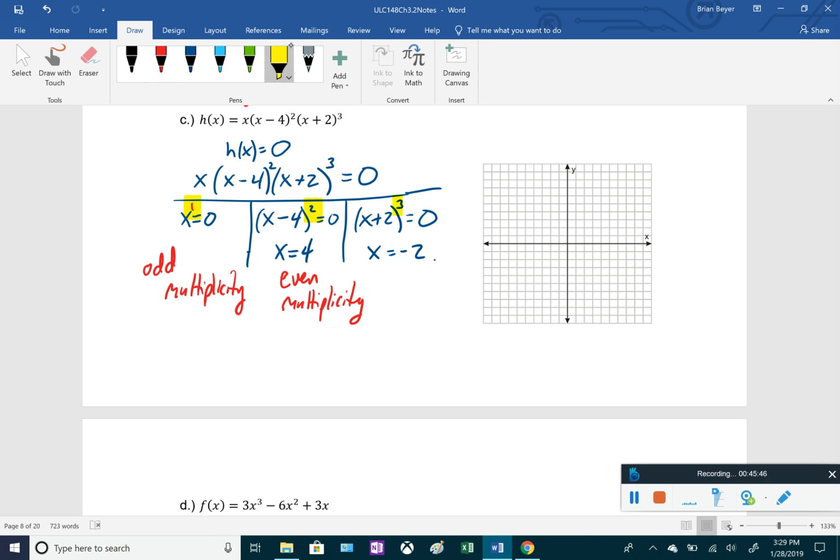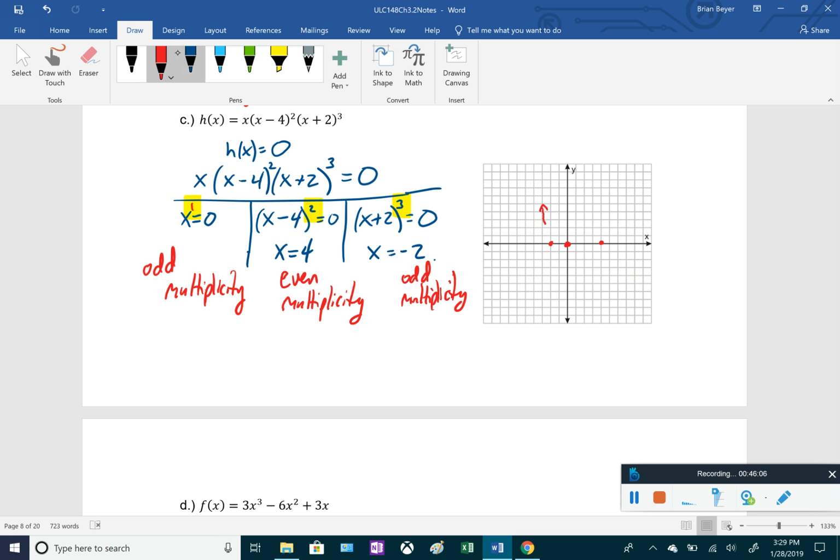And for x equals negative 2, it has an exponent of 3 on the factor, which is odd multiplicity. Okay, so let's plot these down real quick. We got negative 2, 0, and 4.